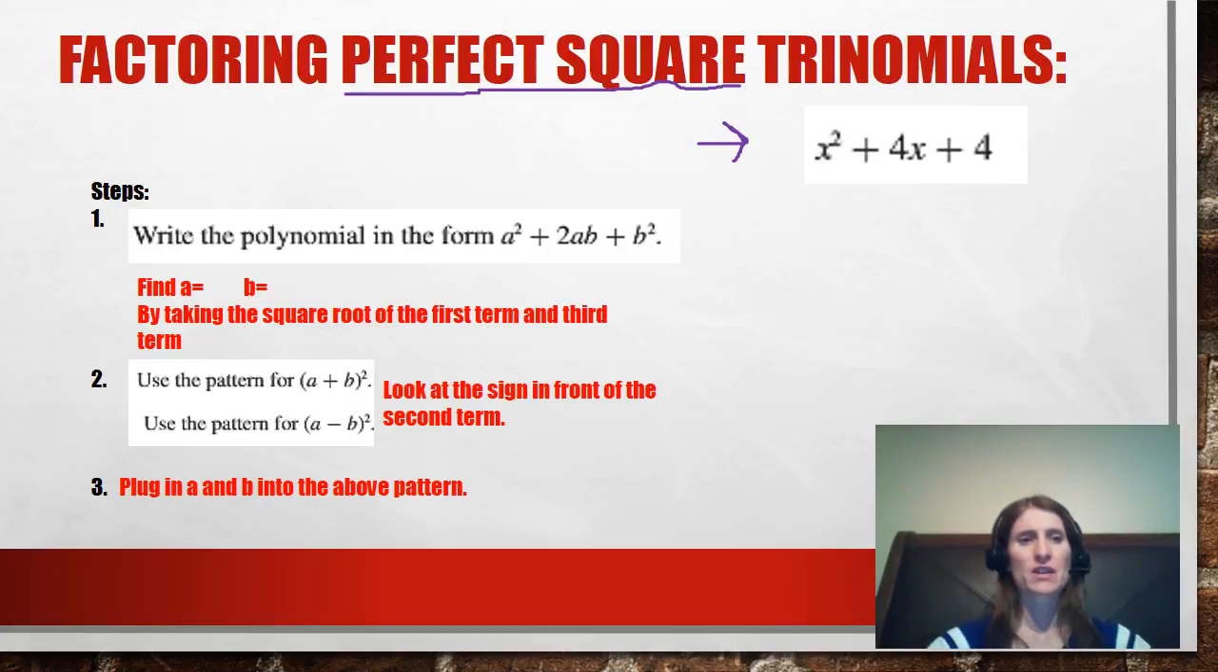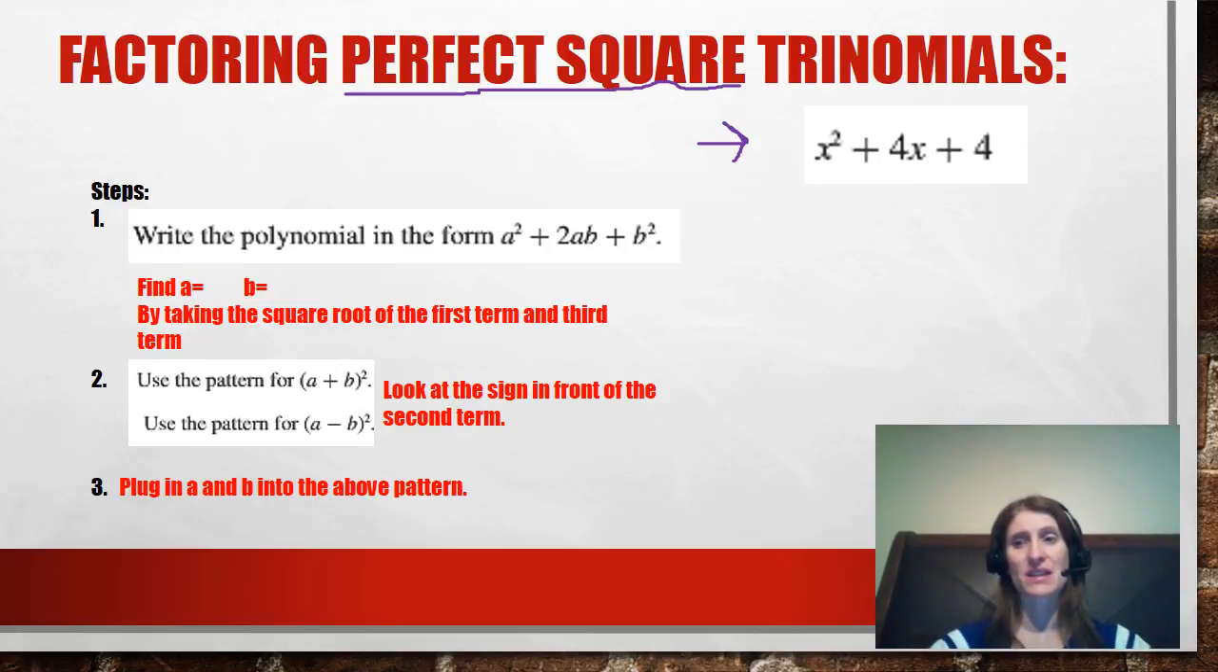So the first step says to write the polynomial in the form a squared plus 2ab plus b squared. Well, that's kind of confusing, I think, still. I think it's kind of hard to see what a squared and b squared are, okay? But you notice that in our example up here on top, we have x squared plus 4x plus 4. So we have x's, and then we're talking about a's and b's, okay? Well, these a's and b's are just a form that we can always write whatever we're given out in, okay?